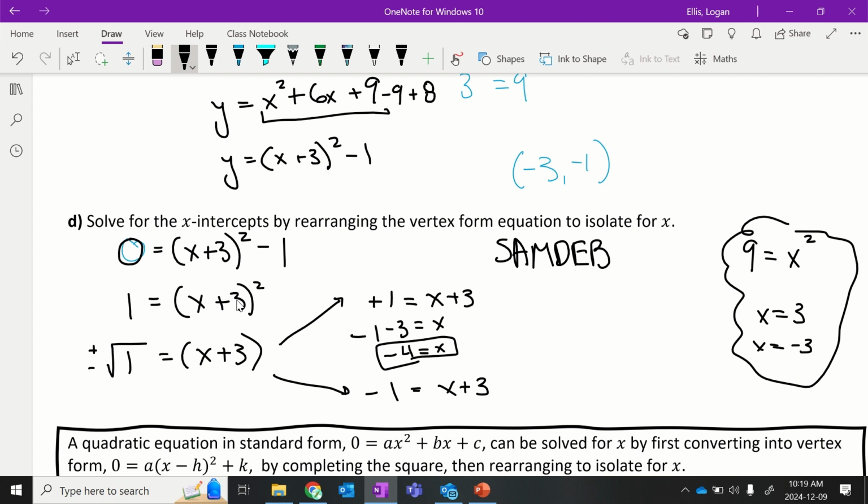And here, when you bring that 3 across, it's negative 1 minus 3. Wait, that should have been a positive. Sorry, guys, I screwed that up. That's minus 2. That was a positive. I think I was thinking about this one already. This one is that x equals minus 4.